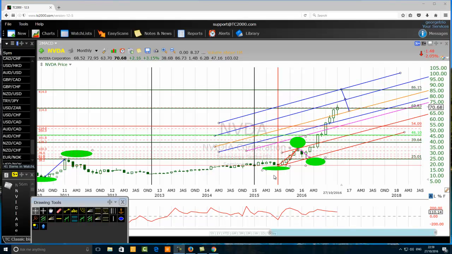Today we want to discuss how to enter a trade in the third Elliott wave. How to enter a trade in the third Elliott wave.